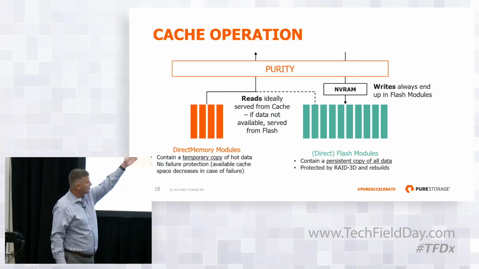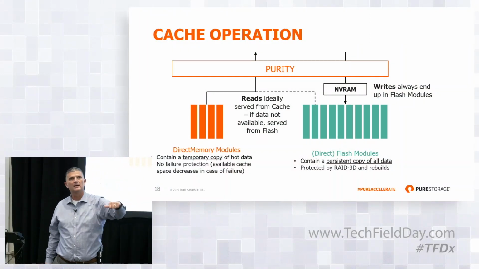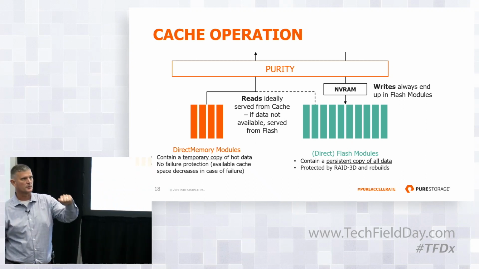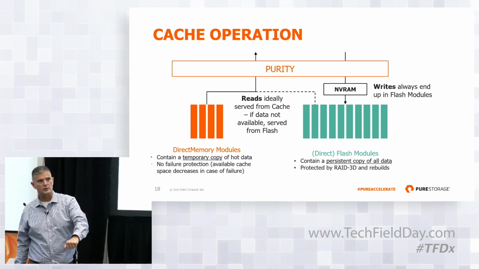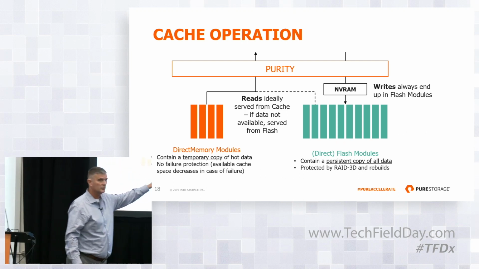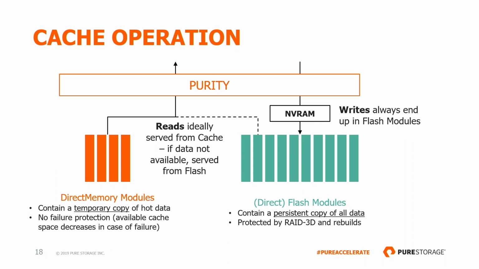This will hopefully explain the cache operation a little better. At the top level, we've got Purity running, that's the software. Obviously, we're still doing our writes the way we always do, and we are still putting all of the data on the direct flash modules. So the direct flash modules are still the persistent data and the data protection. We're doing dedupe, encryption, and all of the other data protection and data reduction algorithms on that data. That's where the data is going to be persistently stored. Any changes will be made there.